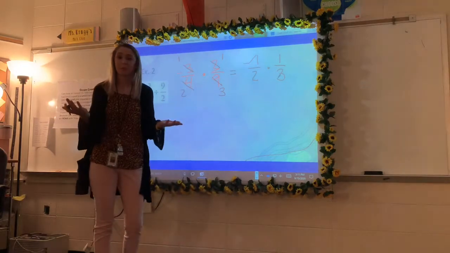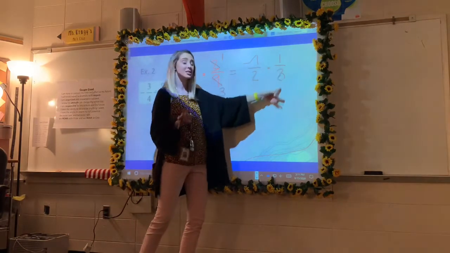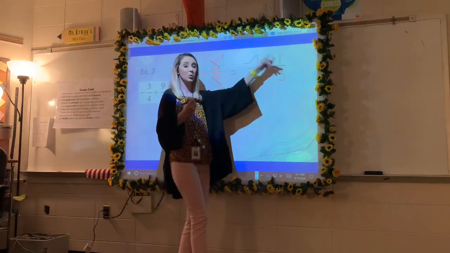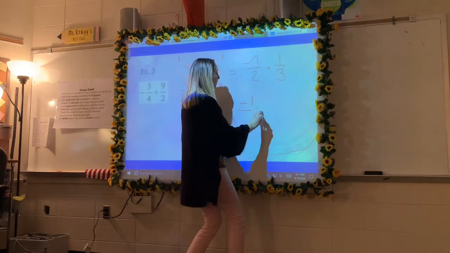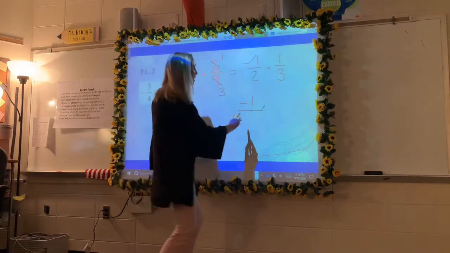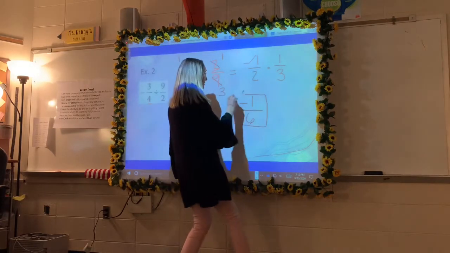All right, so now multiply straight across. A negative and a positive will always give us a negative. 1 times 1 always gives us 1, and 2 times 3 gives us 6. So our final answer is negative 1/6.